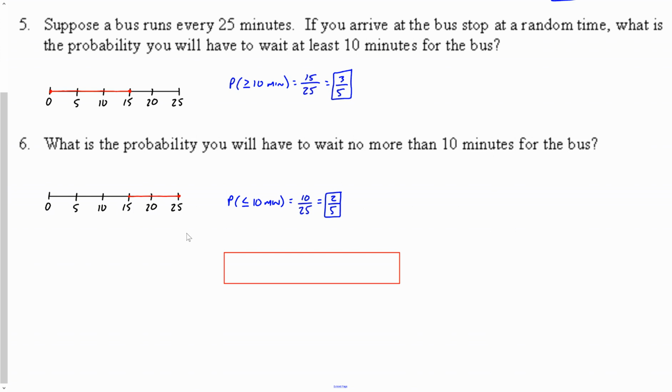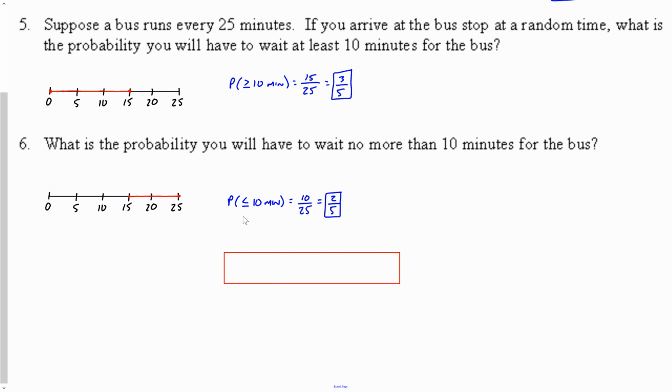Now, it is important that you understand with probability, there's another way to find this second answer. Let me back up a second. Since I'm just dealing with two possibilities, in this case, we're either going to wait for 10 minutes or less, or we're going to wait for 10 minutes or more. There's no other option. Everything would fall into those two categories.